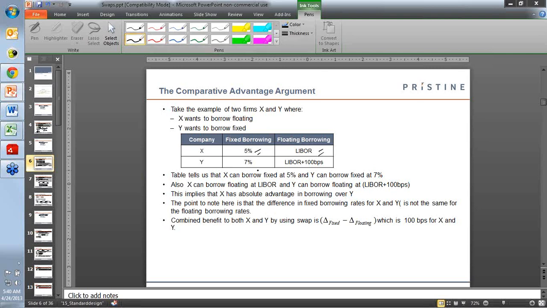Okay, so company Y has a fixed borrowing cost of 7% and a floating borrowing cost of LIBOR plus 100 BPS. BPS is basically basis points. A very simple thing to learn here is that 100 BPS is essentially equal to 1%. So the floating borrowing cost for Y is LIBOR plus 1%. So we can just read this.